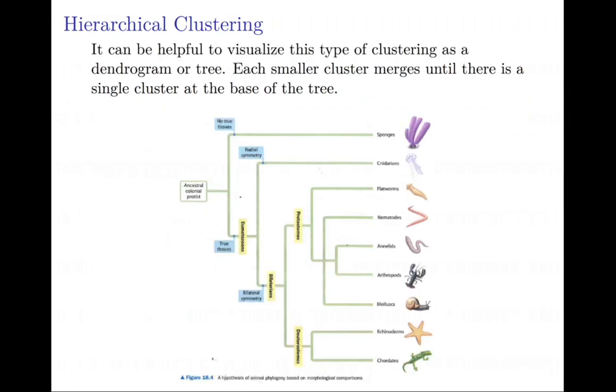And so this can be really helpful when visualizing this type of clustering as a tree. So each smaller cluster merges until there's a single cluster at the base of the tree. So here, the closest clusters, say, might be the annelids and the arthropods. You might merge those together, and then next you might merge together the echinoderms and the chordates, and then maybe the next ones you would merge would be the nematodes with that annelids arthropods cluster already. And so you just keep merging them down until you get to one single tree. Here, the ancestral colonial protists.